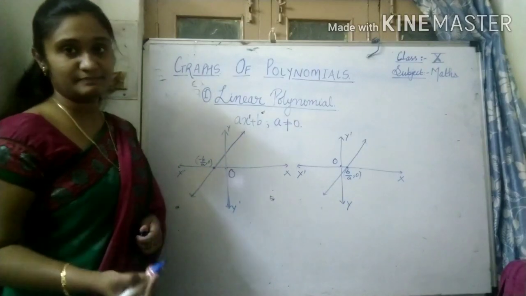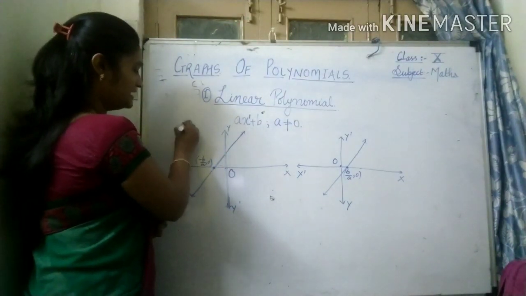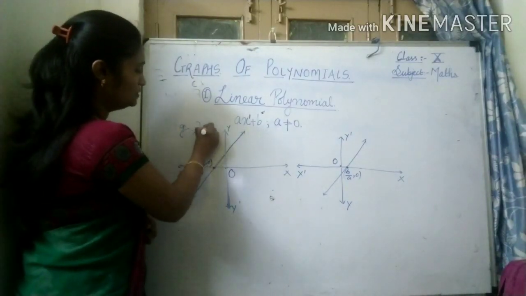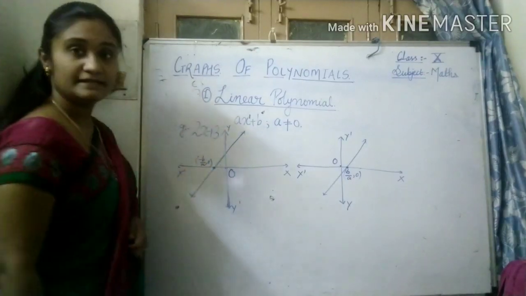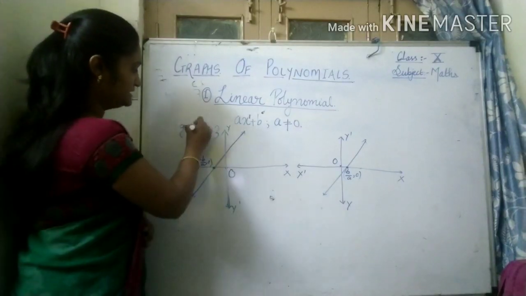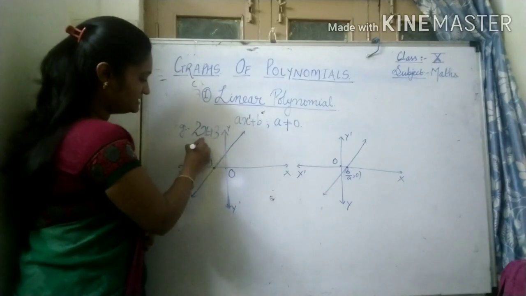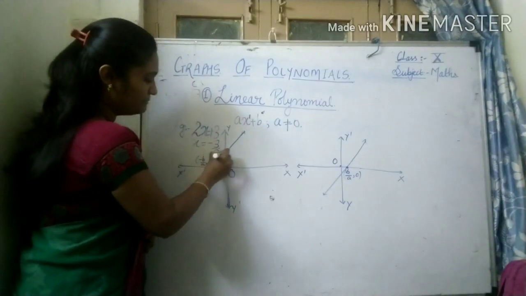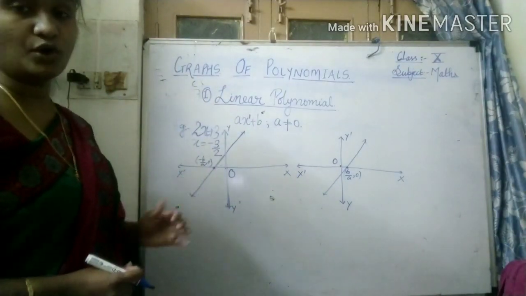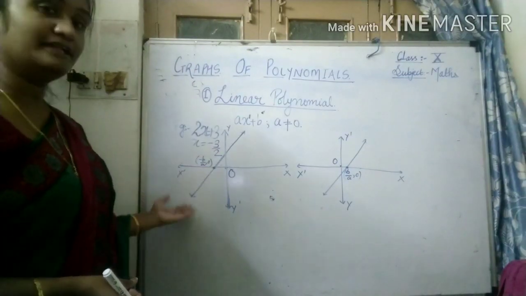Ax plus b. Now for example, if I am having any linear graph 2x plus 3, and if I try to get the zero of it, what will be the possible zero? Minus 3 upon 2. Now minus 3 upon 2 means which direction of the axis, x-axis, it will be lying on? It will be lying on the negative x-axis.